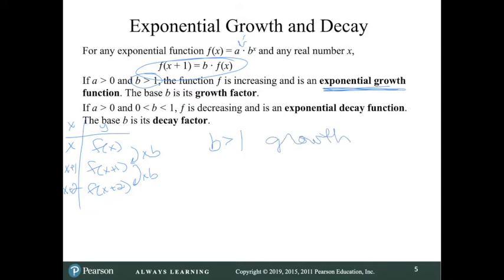If our base is between 0 and 1, whoops, I did that backwards. 0 is less than the base, which is less than 1. This is decay. And we're going to look at another way of viewing this in just a second here. I don't think the eraser worked. Let me try that again.